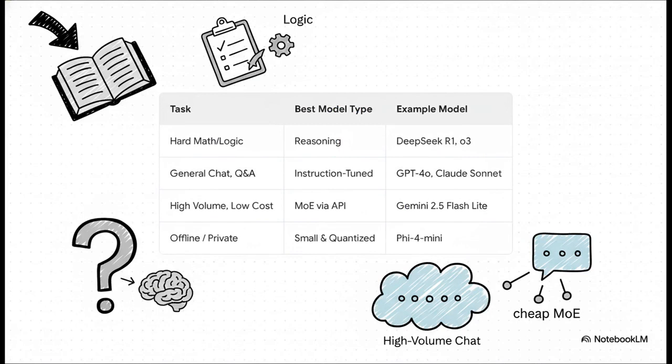So here it is, our team's cheat sheet. Before you start any new project, look at this. Think about the core task. Is it a hard logic problem? Then a reasoning model's your best bet. Is it high-volume chat? A cheap MoE model is the way to go. This matrix is our key to making smart, consistent decisions.